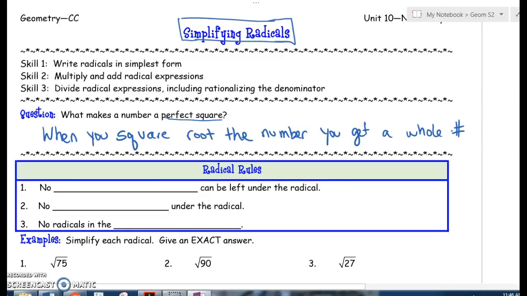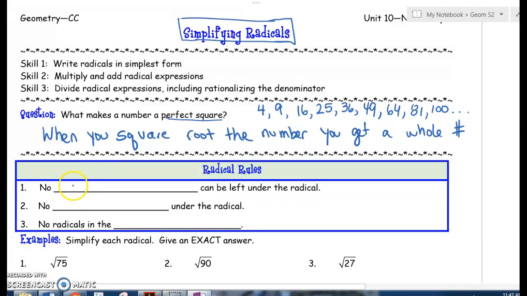So examples of perfect squares would be like 4. When you square root 4, you get 2. You're thinking what number times itself is 4. 9 is a perfect square because the square root of 9 is 3. 16 is a perfect square. Square root of 16 is 4. 25, 36, 49, 64, 81, 100, etc. These are all examples of perfect squares. So when you square root the number, you get a whole number, no decimals or anything like that.